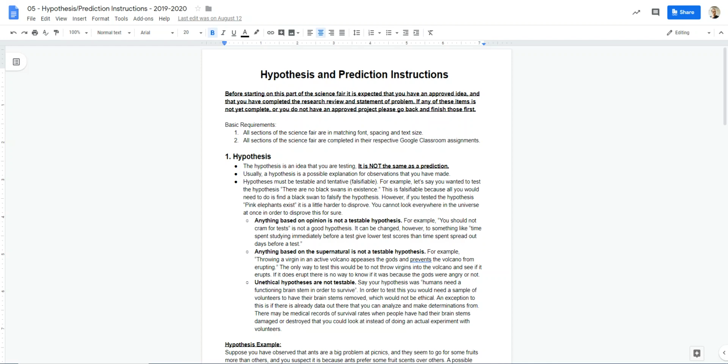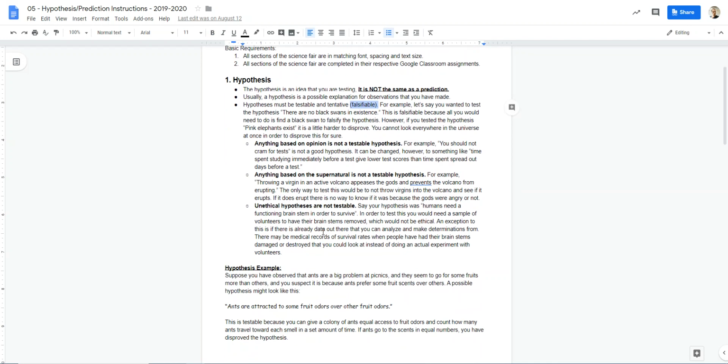It's important to remember that your hypothesis and your prediction are not the same thing. A hypothesis is a statement that is a possible explanation for the observations that you're making. It is not the same as a prediction. So that's the number one thing to remember. The way that you're going to write this is, first of all, make sure that it's something that's falsifiable and something that's testable.